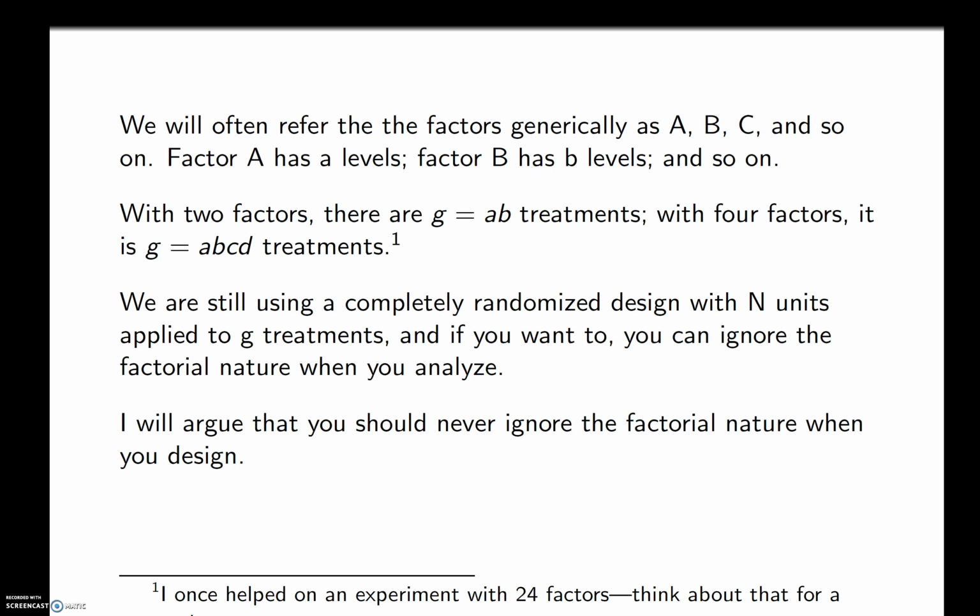But that A, B, C notation has utility to it in that we can say factor A, capital A, has little a levels. Factor B, capital B, has little b levels, and so on. With 2 factors, G, which used to refer to our generic number of levels of our single treatment, is now A times B. So think about his lemon juice temperature example. We had 2 levels each. So 2 times 2 gives you 4, which was the resulting number of combinations of factors that gave us our treatments. If we had 4 factors, it would just expand, A, B, C, D, and so forth.